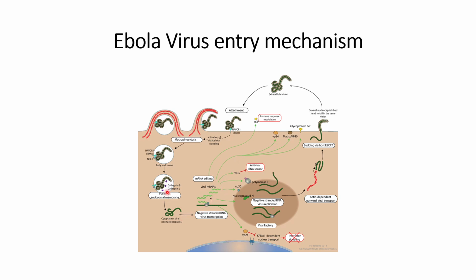And when the cleavage occurs by cathepsin B and L, three important viral proteins are released in order: first VP30, then VP35, and another is polymerase L. These three, VP30, VP35 and polymerase L, help in conversion of negative single stranded RNA to positive single stranded RNA, and after that it can take advantage of the host translation machinery, that is the host ribosome and its other components.